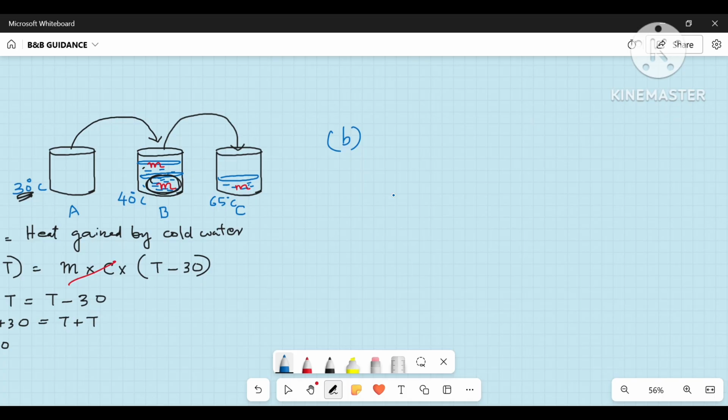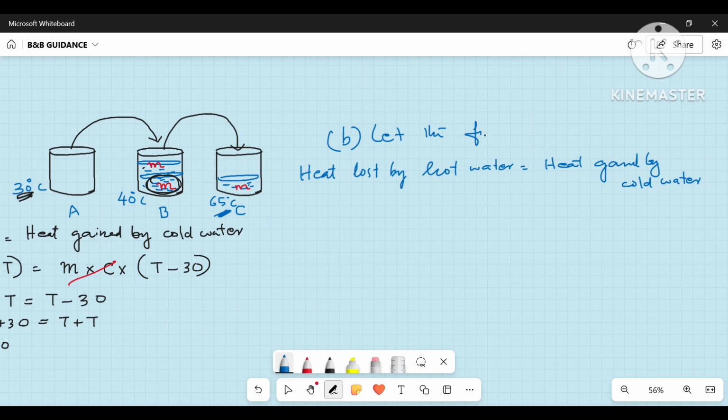Heat lost by hot water. Here, which is hot water? Hot water is this one, this 65 degrees Celsius. That is hot water. So I'll repeat the statement: heat lost by hot water is equal to heat gained by cold water. Here, what is the final temperature? We do not know. So let the final temperature be T dash degrees Celsius. I have already taken T there, so let us go for T dash this time.